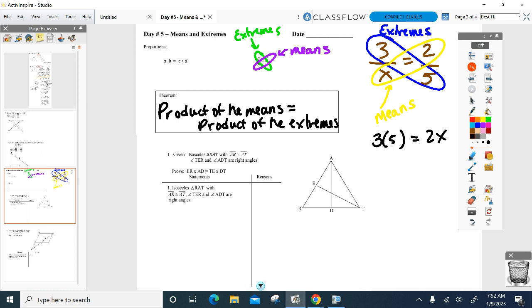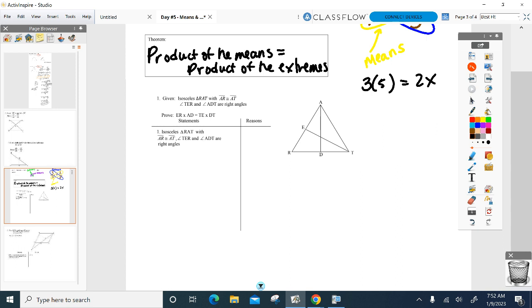Here you go. Look at the proof statement in number 1. Everyone see I multiplied means and extremes here. I'm multiplying sides together: ER, AD, TE, and DT. So we say to ourselves, all right, this is going to be a means and extremes problem. I need to prove triangles similar then. Find me the triangles. There's way too many triangles for me to just guess.